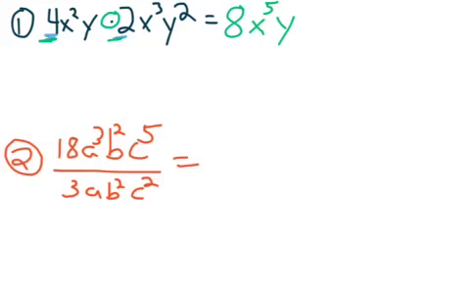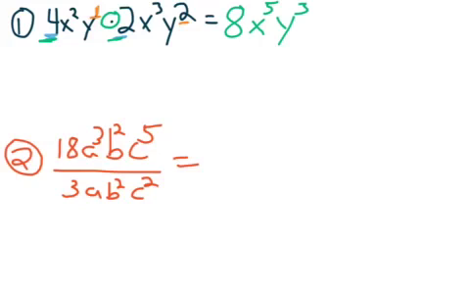Take a look at your y's. Now remember, if you can't see an exponent there, there is really one there. It is invisible, and that exponent is actually a 1. So you just add your 1 plus 2 to get 3. So 4x squared y times 2x cubed y squared really is 8x to the 5th y to the 3rd. And again, remember, since we're multiplying, you're going to add your exponents.